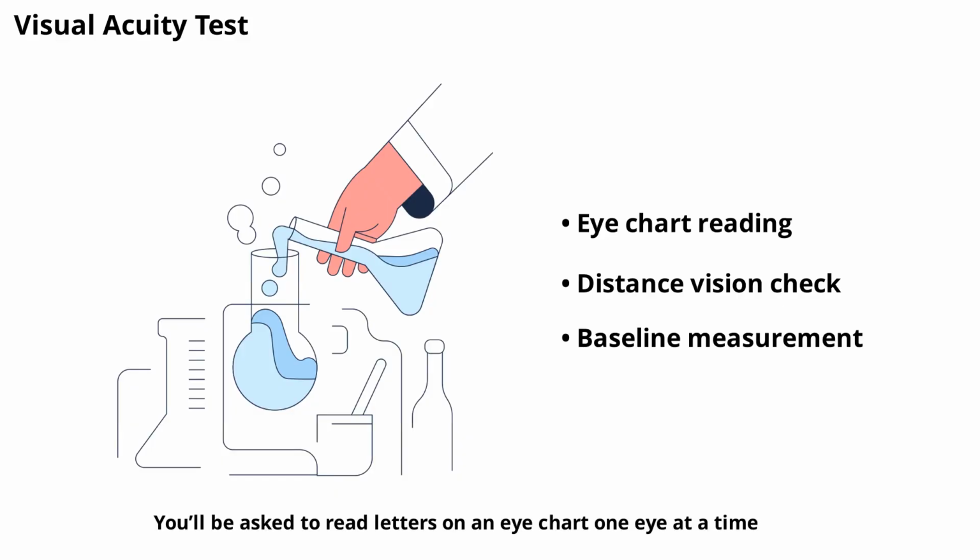The next step is a visual acuity test, which measures how well you can see at various distances. You'll be asked to read letters on an eye chart, one eye at a time, while covering the other. This test helps the doctor determine the extent of your vision loss and whether it could be related to cataracts or another eye condition. The results provide a baseline for further examination and future comparisons.